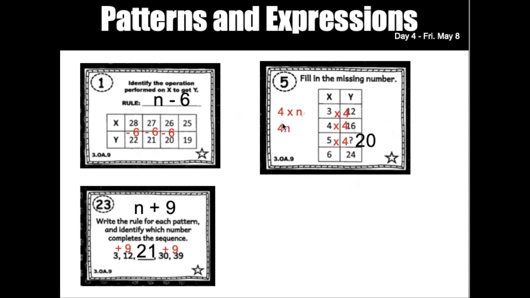You may also notice that you see pattern rules within the table. So for example, the numbers in X are just going up by 1: 3, 4, 5, 6. The numbers in Y are going up by 4: 12, 16, 20, 24, which is the same number you're multiplying by. So while you're doing your work today, even though there's not a space for each one, please write a pattern rule using a variable.